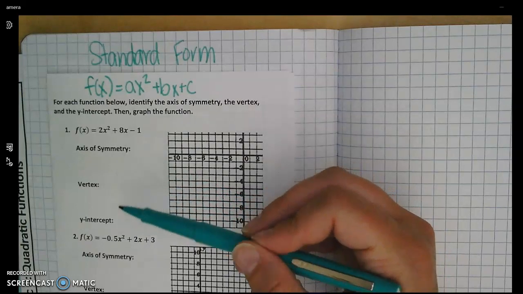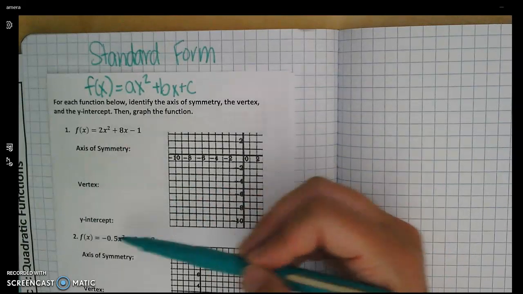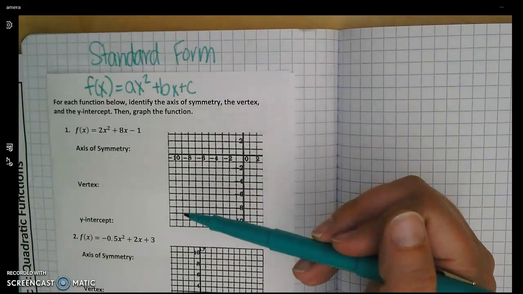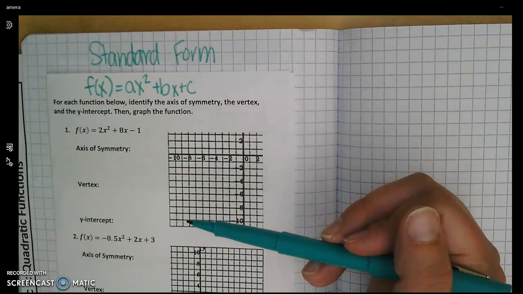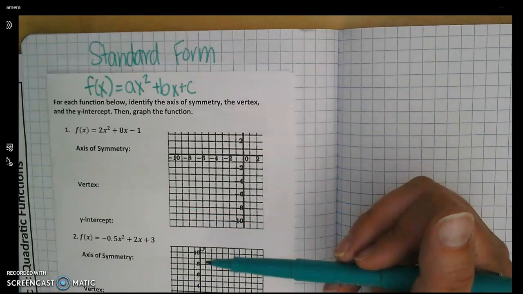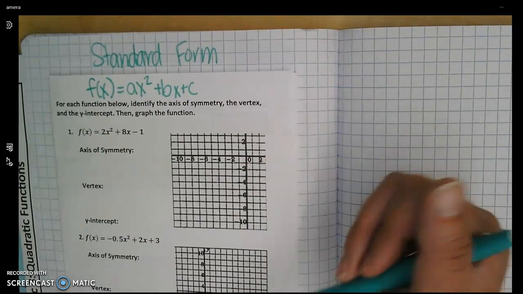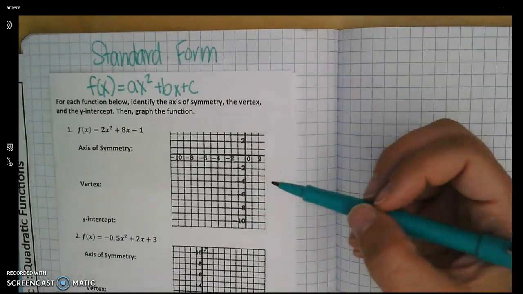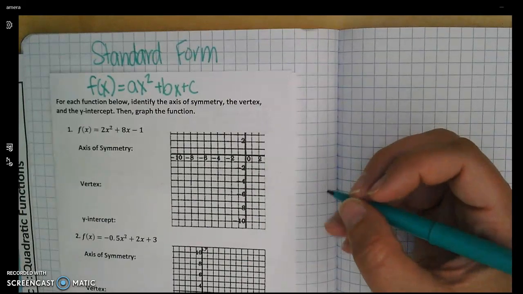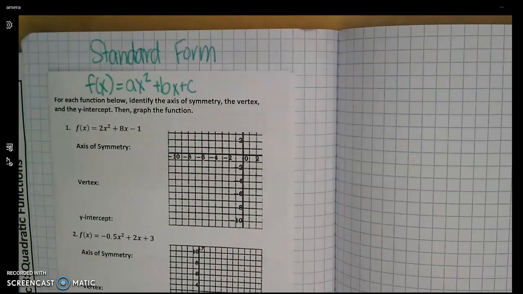I'll go through how to find each of these, and then I'll use those to graph a quadratic on the coordinate plane for you. We'll go over a couple of examples. I'll give you time to do one of them on your own, and then we're going to look at what this looks like with a word problem. And that's kind of where we're going with this lesson.